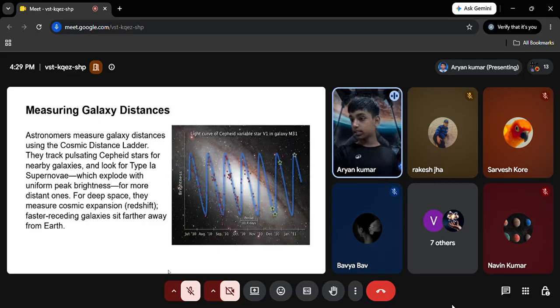Measuring galaxy distances. Astronomers measure galaxy distances using the cosmic distance ladder. They track pulsating Cepheid stars for nearby galaxies and look for type 1A supernovae, which explode with uniform peak brightness. For more distant ones, for deep space, they measure cosmic expansion redshift. Faster receding galaxies sit farther away from us. Does anyone here know what a Cepheid star is?